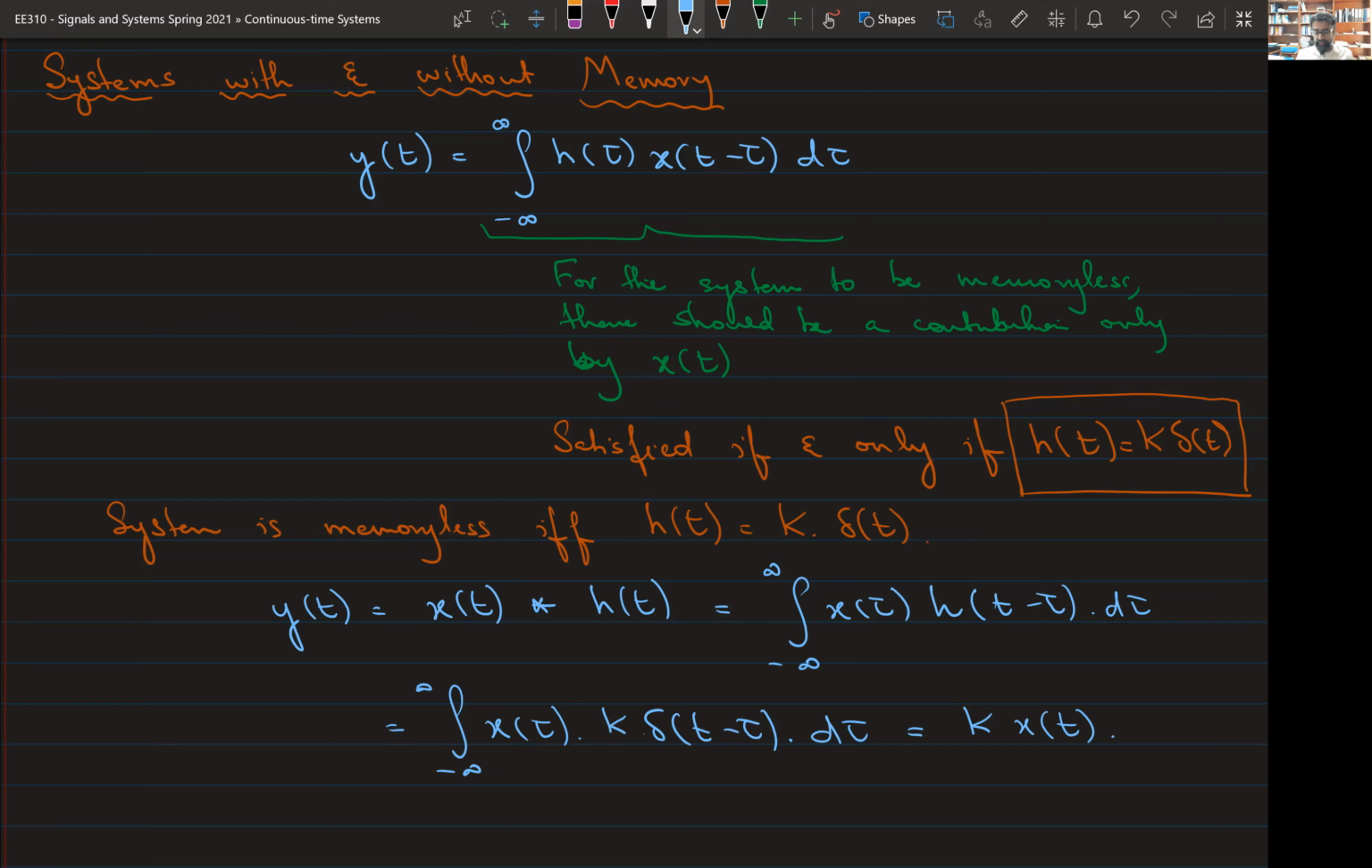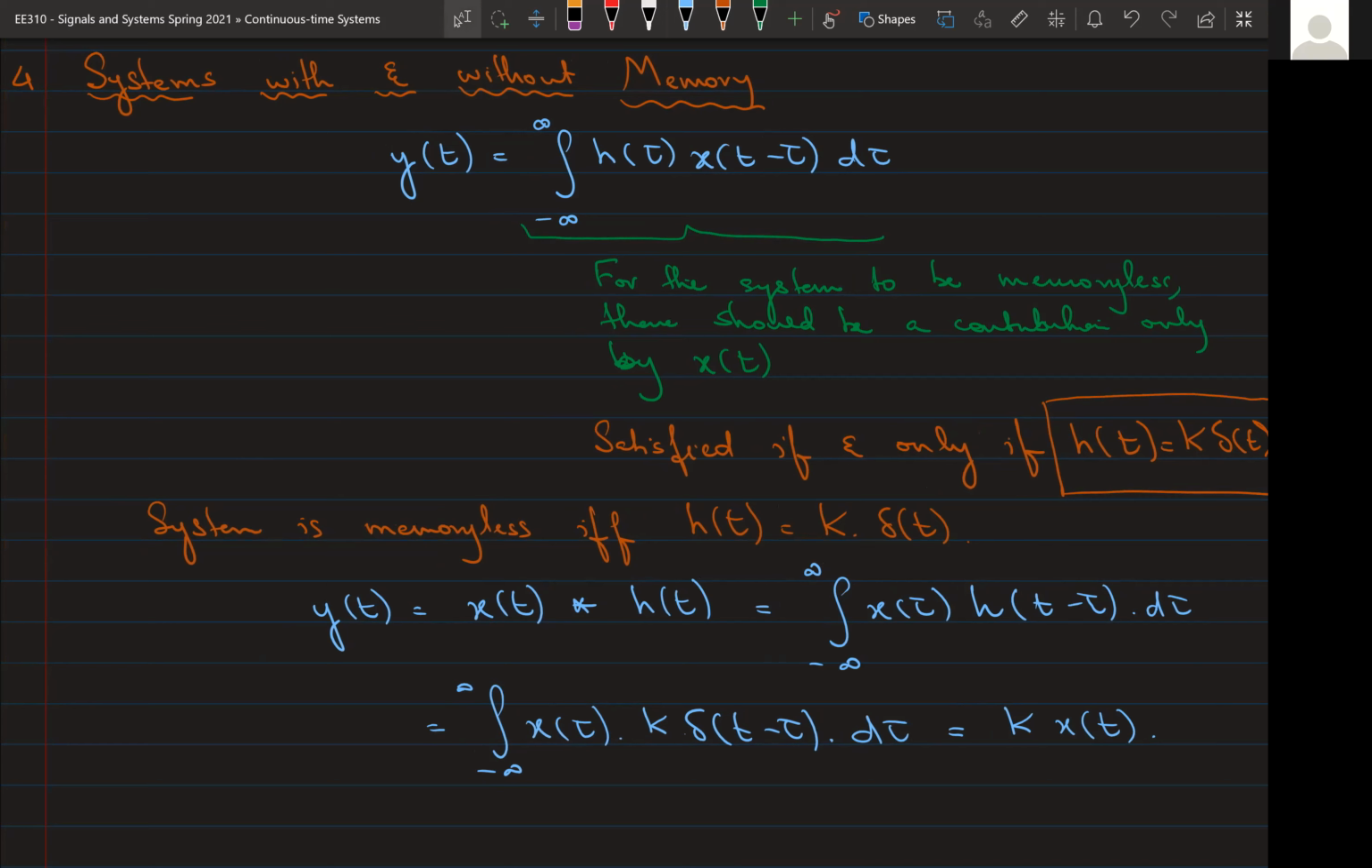Any questions here? Yes, sir. Sir, ये ऊपर we said कि for the system to be memoryless, y of t should only be dependent on x of t minus tau, right? Not on tau, right? It should only be dependent on x of t. Sir, लेकिन h of tau 1 ही होना चाहिए. H of tau अगर 1 होता है, तो फिर what would happen? If h of tau was equal to 1, then you would have had minus infinity to plus infinity, x of t minus tau, d tau, right? This would have been y of t.